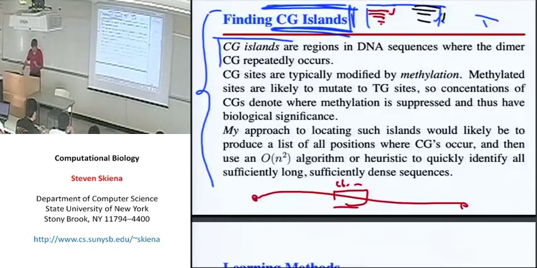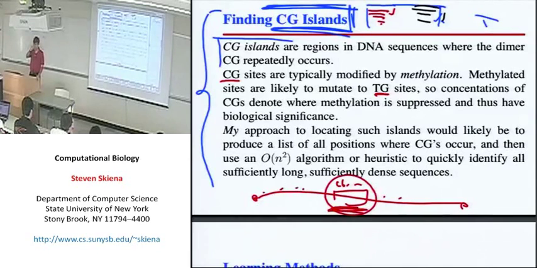Basically, it turns out that for a variety of reasons, CGs are likely to be mutated to TGs. So if you look at the genome, there are in general fewer CGs than you would expect by chance. So if there is a region where there are more CGs than you would expect, that is probably a region that is there for a reason. And detecting these regions is interesting because they focus biologists' attention on something.